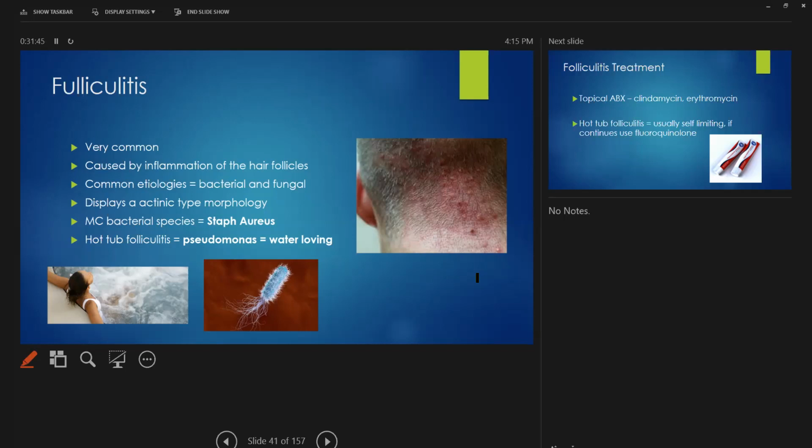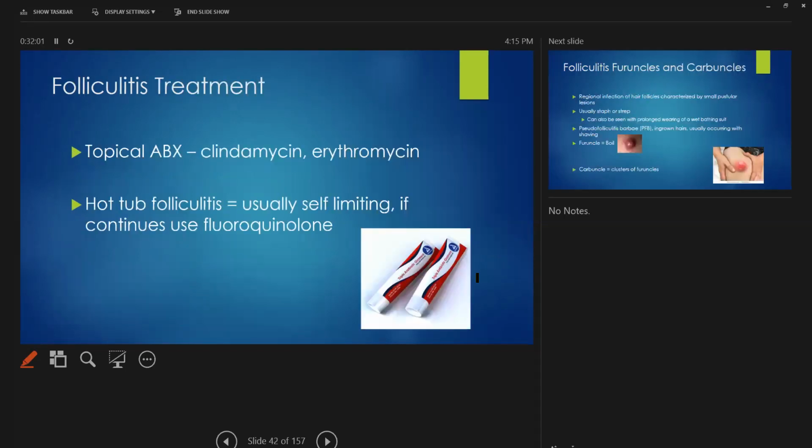They're usually either bacterial or fungal. It looks like this, with a pustular type morphology. You'll see it at the base of the hair usually, and if it's hot tub folliculitis, it can be kind of all over. Treatment is basically a topical antibiotic with clindamycin or erythromycin. It's good to know that hot tub folliculitis is almost always self-limiting. Just better get your hot tub cleaned out. And if it's not self-limiting, then you can use a fluoroquinolone.